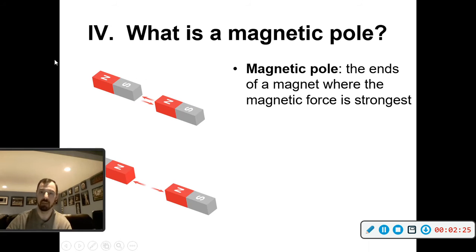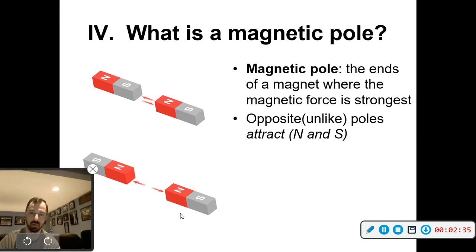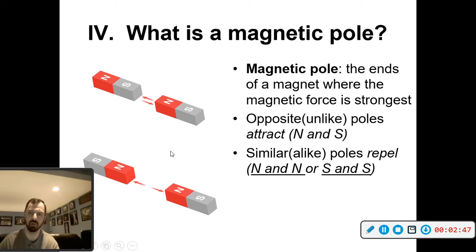Okay, a magnetic pole is the end of the magnet where the magnetic force is strongest. And there's a pattern to this. If you take two magnets and they interact with each other, opposite poles attract. So a north and a south near each other, you'll see they stick together. The reverse is true for like poles. Similar or like poles repel.